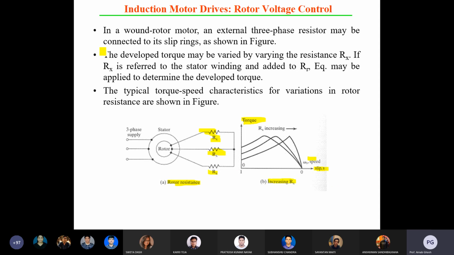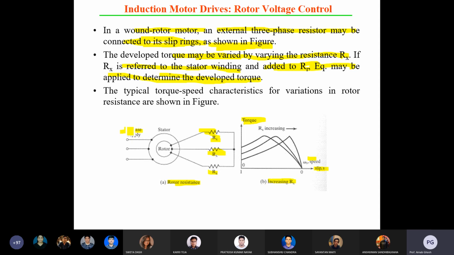In a wound rotor, an external three-phase resistor may be connected through a slip ring, as shown in the figure. The developed torque may be varied by varying the resistance Rx. If Rx is referred to the stator winding and added to RR, the equation may be applied to determine the developed torque. The typical torque speed characteristics for variations in the rotor resistance are shown in the figure.